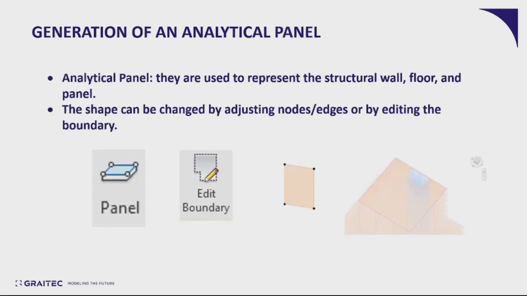2D elements can also be analytical and can be generated in Revit too. So we have the concept of an analytical panel. The analytical panels are used to represent the structural walls, the floors, any panels. And you can create an analytical panel. You can also edit the boundaries, so you can adjust the nodes and the edges of the panel and create any geometry that you wish.